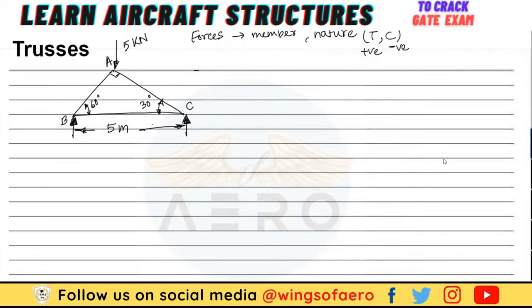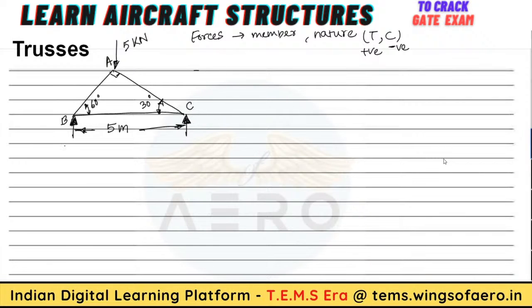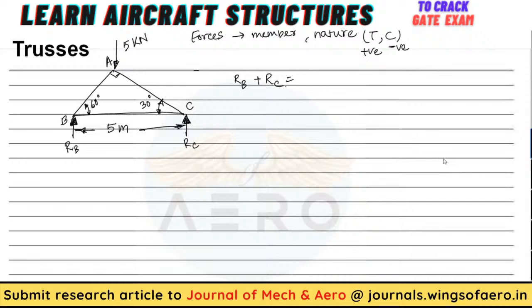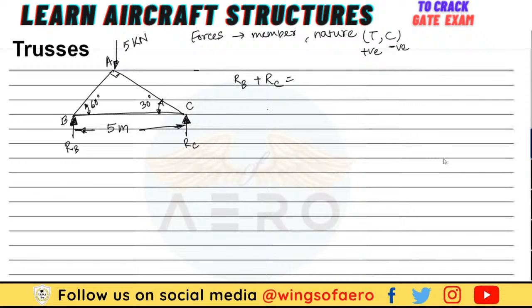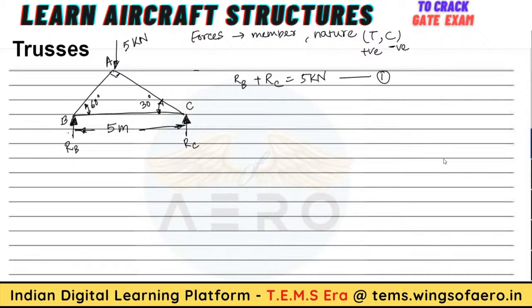Now how to find? First of all, you need to find out what the reactions are. First, you need to find the reaction force. So let's consider these are RB and RC. Now how can I write this reaction? RB plus RC equals how much? 5 kilonewton. That is very important, 5 kilonewton. Before proceeding, I need to find out these reactions. Right? How can I find them?